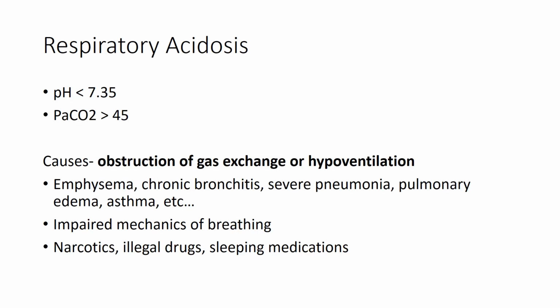Respiratory acidosis, your pH is less than 7.35 and your PaCO2 is greater than 45. It causes obstruction of gas exchange and hypoventilation. So if we're going to hold on to CO2, we have depressed respirations. With depressed respirations, we'll become respiratory acidotic.